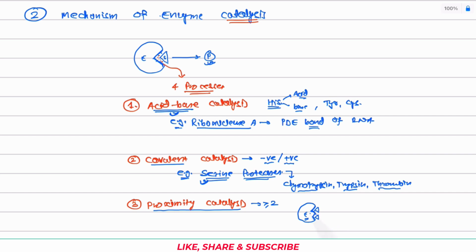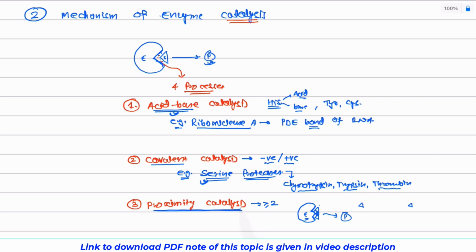In the absence of the enzyme, what will happen? Both substrates will be very far from each other. But as the enzyme has a binding site for both substrates, both substrates come near to each other. They become proximal to each other. And because of the proximity, the reaction between both of the substrates becomes feasible, and so it can give rise to product. So this is how proximity catalysis works.